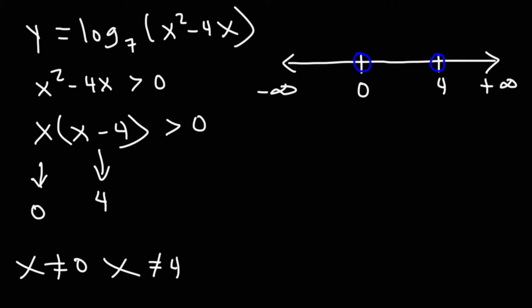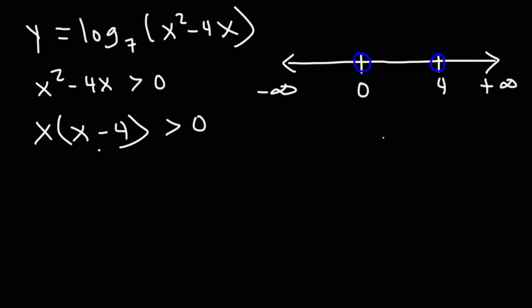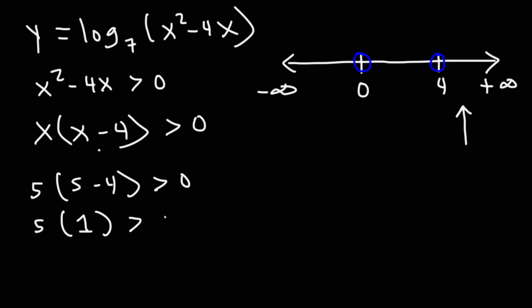Now, let's plug in other numbers. So let's pick a number between 4 and infinity. So let's plug in 5. Let's see if 5 is going to work. Five minus 4 is a positive number, and x is 5. When you multiply two positive numbers, you're going to get a positive result, which is going to be greater than 0. And so this works.